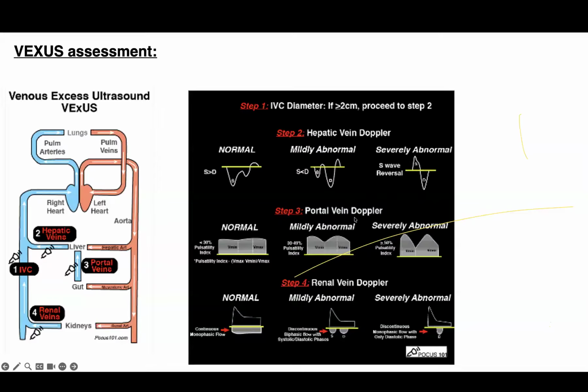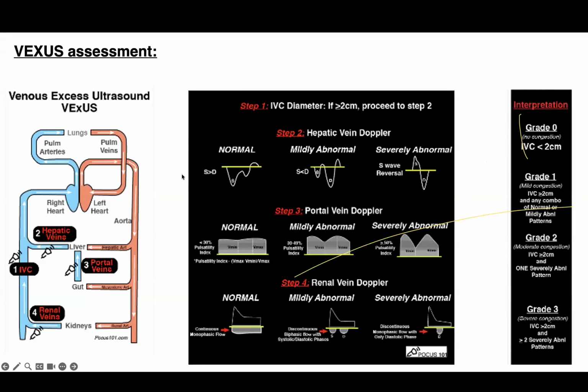All right. In the portal vein, you need to assess the pulsatility index. The numbers you need to keep in mind are 30 and 50. Less than 30 is normal, 30 to 50 is mild abnormal, and more than 50 is severely abnormal. Then coming to renal vein Doppler, normal is a continuous monophasic flow. In mild abnormal, you will have biphasic flow with the systolic and diastolic pattern. In severe abnormal, there will be only diastolic flow. The systolic will be absent.